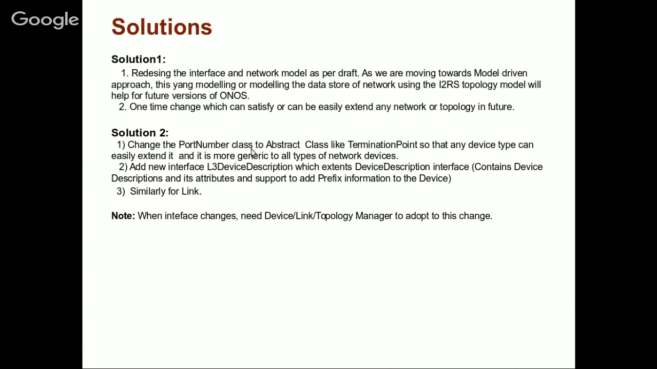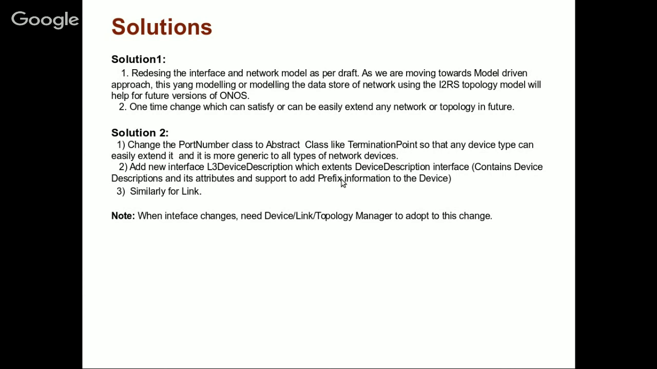Which is currently present. Okay, and one more is we can add a new interface like L3 device description, which will extend the device description interface. Further, we can have the implementation of L3 device description, because for L3 information we need a device description which contains the attributes, and also the prefix information of the devices. The prefix is a list of prefixes, and the attributes include the traffic engineering attributes. So all this information has to be fed to the core now. So as you suggested, one way is using annotation.